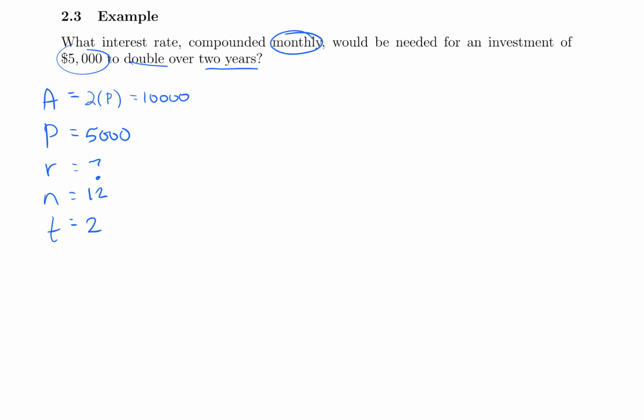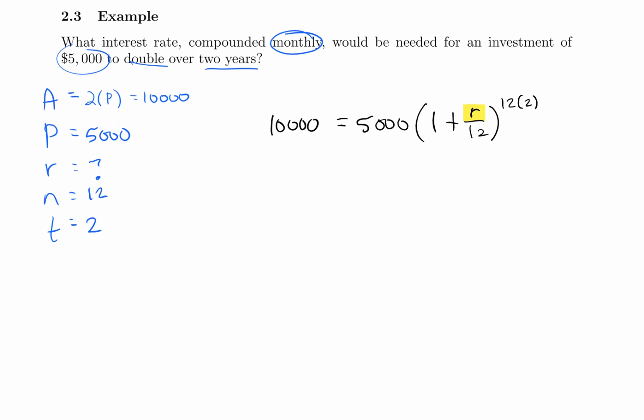But this is going to be really high, right? You shouldn't expect to double your money in 2 years just by putting it into an account, because the interest rate's going to have to be really, really high. So let's see. Our future value formula: A, so that was 10,000, equals P, which is 5,000, times 1 plus R, which is unknown, divided by 12, raised to the 12 times 2. Okay? So R is what we're trying to solve for.